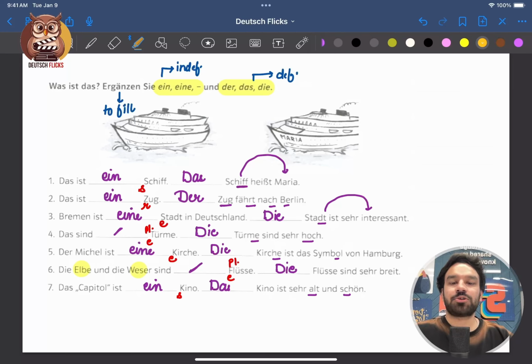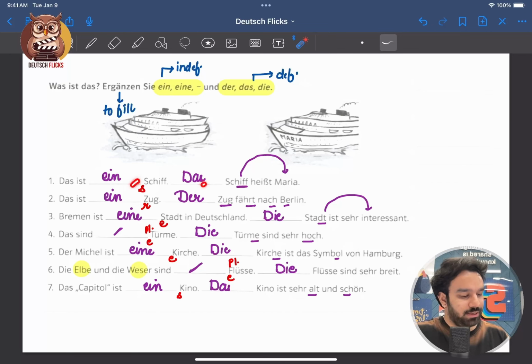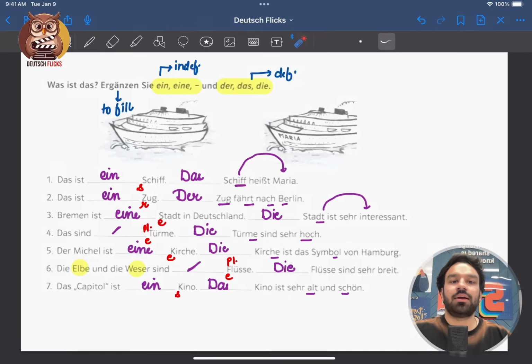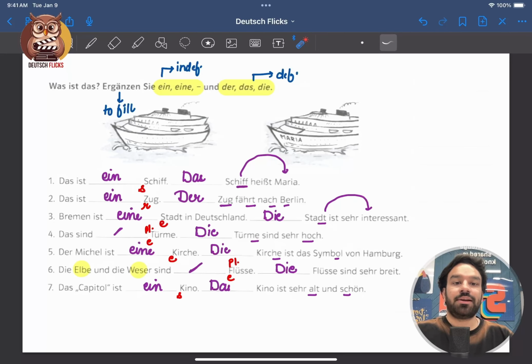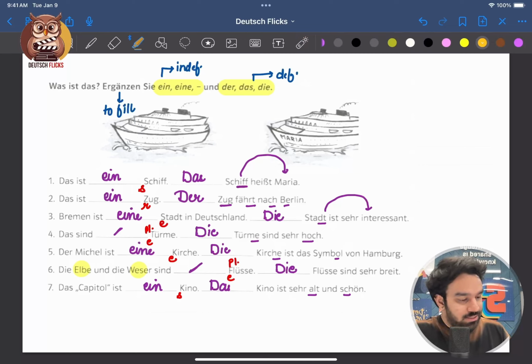You can let me know your score out of 14 in the comment section. So we got 2 blanks, right, in every question. And we are not done yet. Now your second task is that you have to negate these sentences. Das ist ein Schiff. Das ist ein Zug. Bremen ist eine Stadt. Der Michel ist eine Kirche. And I'll show my answers in 5 seconds.